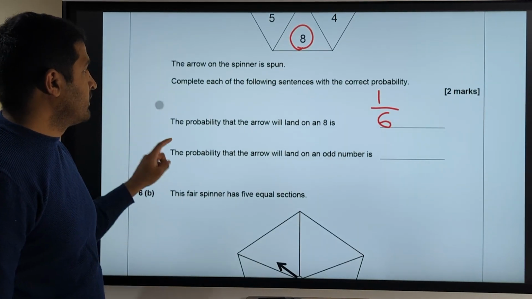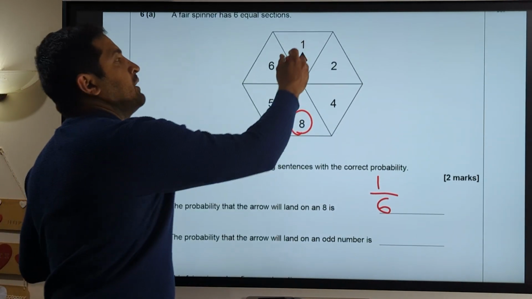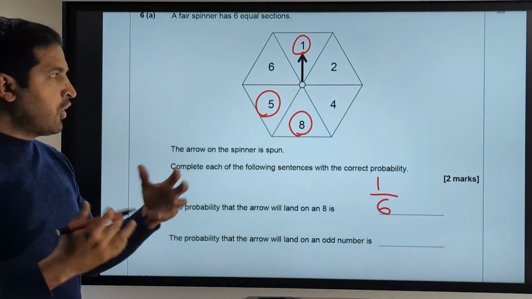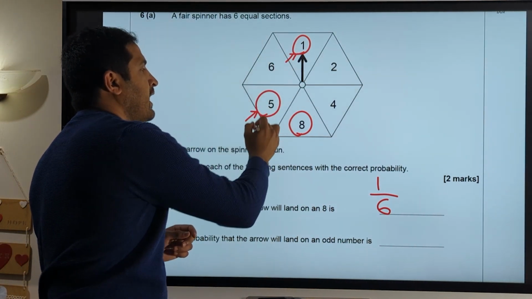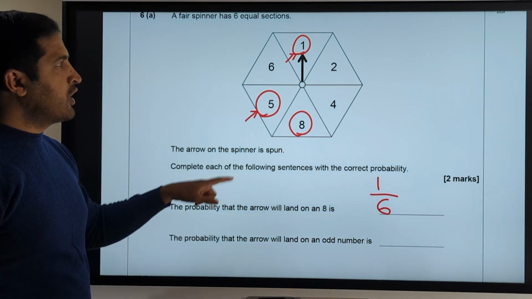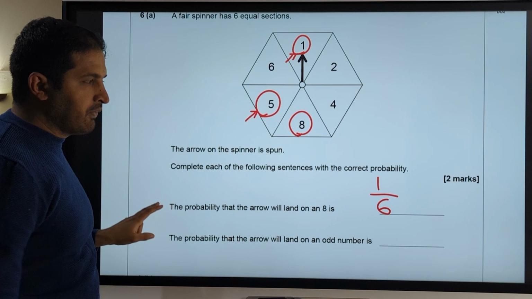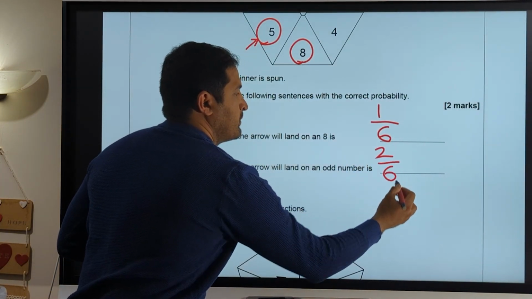Probability that the arrow will land on an odd number. So we have odd numbers 1 and 5. Things that are not in pairs, they are the odd numbers. So these are the only 2 odd numbers that we have. So how many odd numbers do we have? We have 2 odd numbers out of 6 different numbers. So we get 2 out of 6.